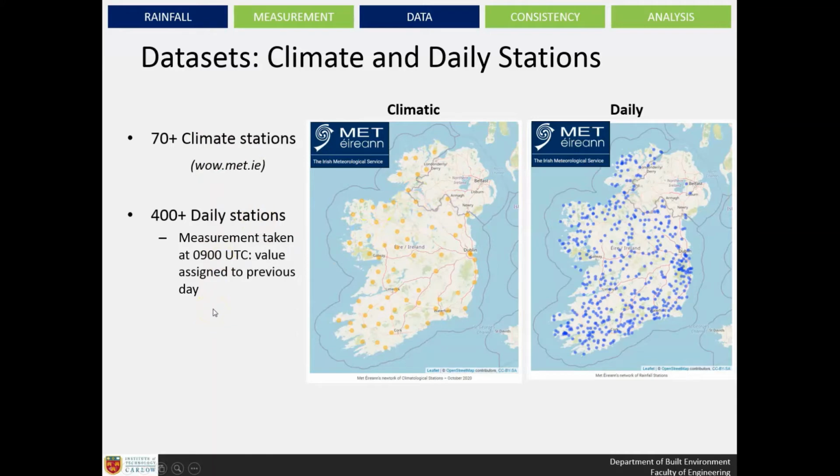The most common rainfall stations would be the daily stations, and these are manually taken. There are 400 plus of these. As I mentioned, a lot of these might be storage gauges, so the measurements are taken once a day and the values are assigned to the previous day. They have the best distribution, but it often takes quite a long time for the data to be available, and sometimes there can be gaps in them, just because of the nature of them. A lot of times they're voluntary. So the best quality data available would be synoptic, but it has the least distribution, then climatic, then daily.